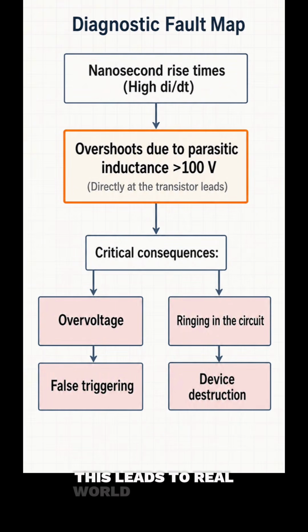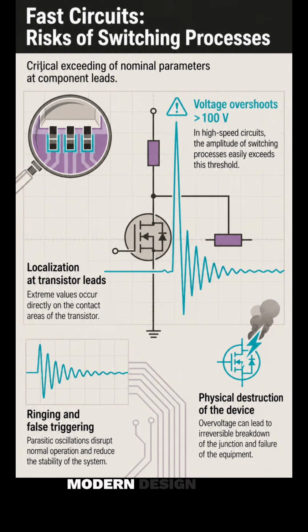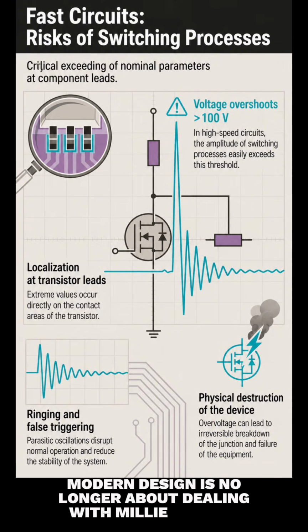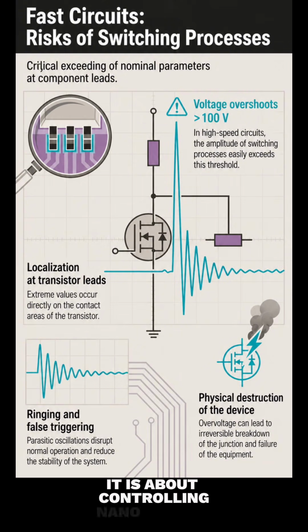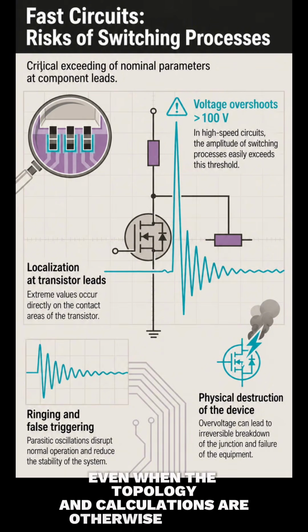This leads to real-world issues: overvoltage, stress, ringing, false triggering, and even device failure. As a result, modern design is no longer about dealing with millihenries. It is about controlling nanohenries. If these parasitics are ignored, the circuit may behave incorrectly even when the topology and calculations are otherwise correct.